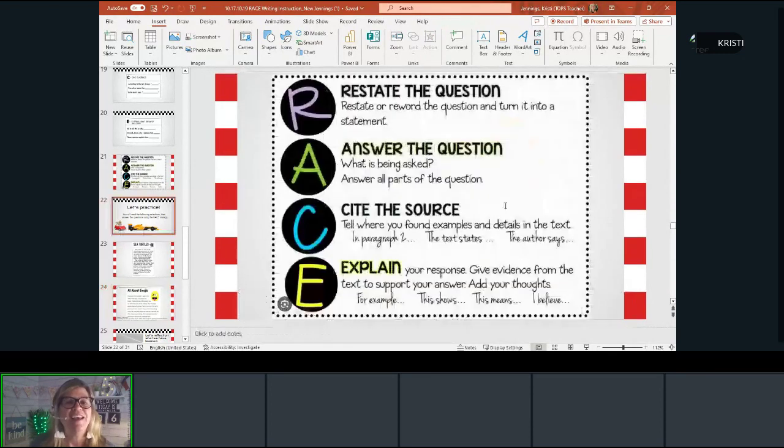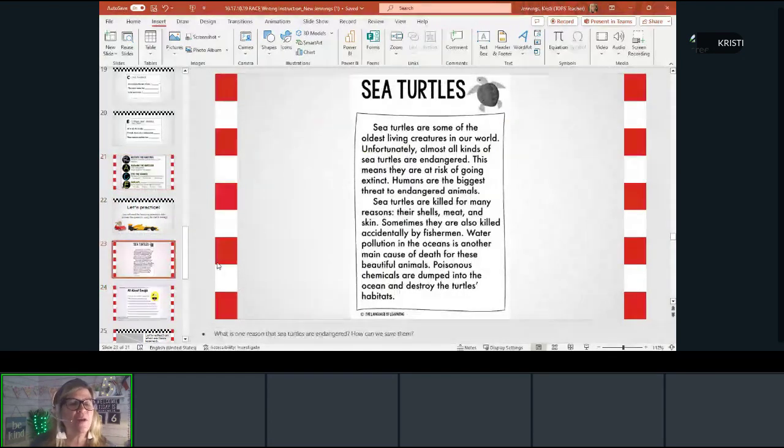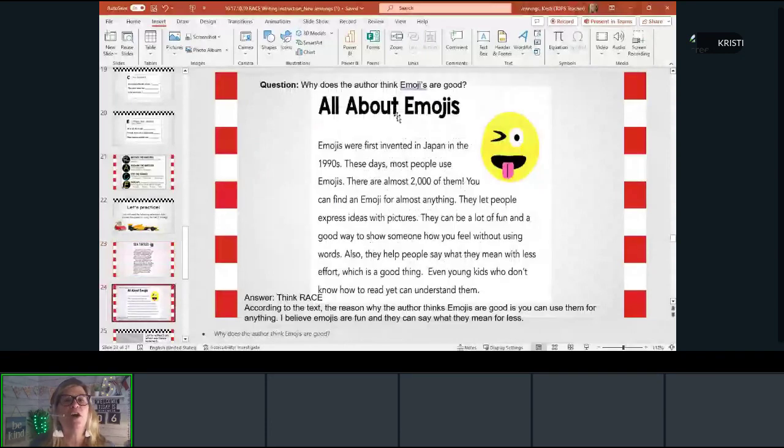That's the question, right? It said, what does the author think emojis are good? Why do they think? And that's the answer. Okay. Also, they help people say what they mean with less effort, which is a good thing. Even young kids who don't know how to read yet can understand them.